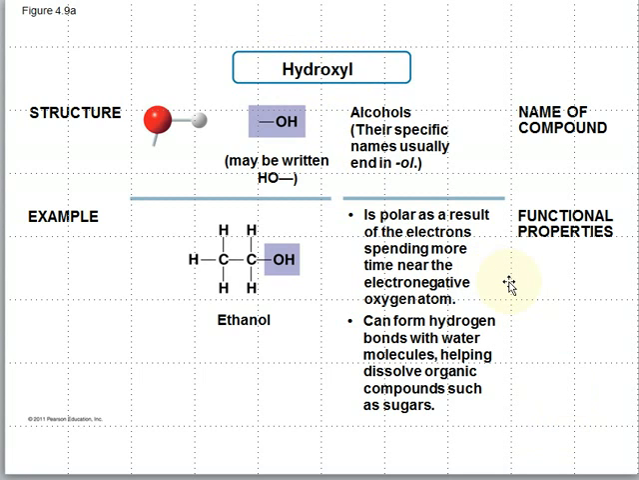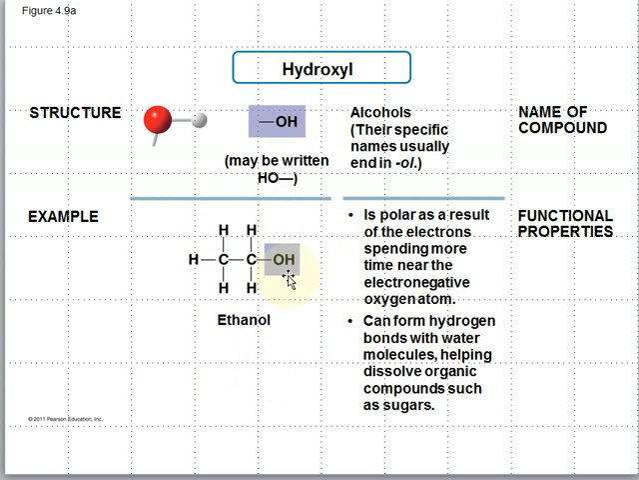Some of their properties: they're polar, because remember the oxygen tends to pull on that shared electron more, which makes the hydrogen slightly positive, and the oxygen slightly negative. So they're polar, and that means they can form hydrogen bonds with water molecules. That means they can help dissolve organic compounds such as sugars and things like that.